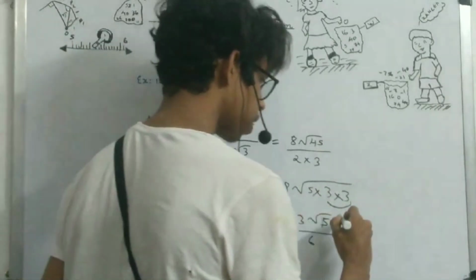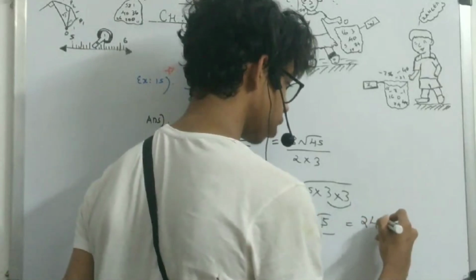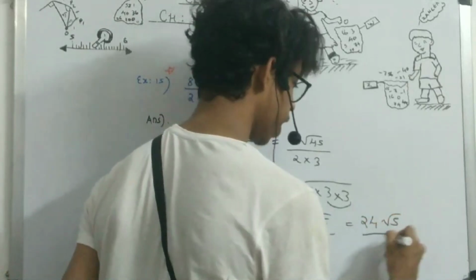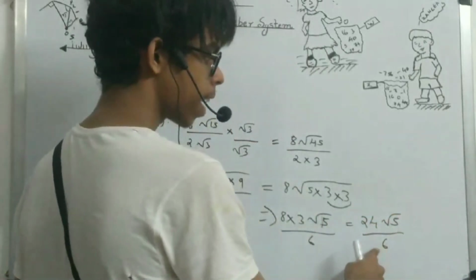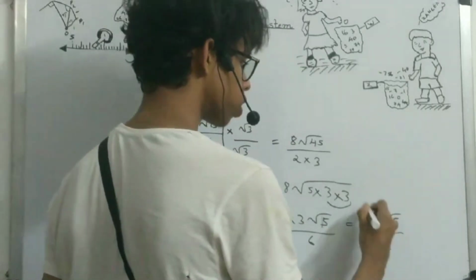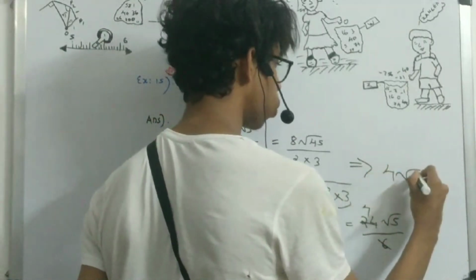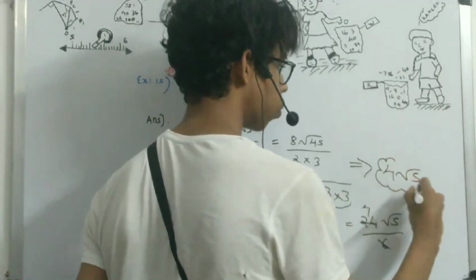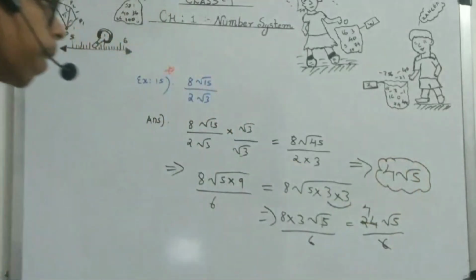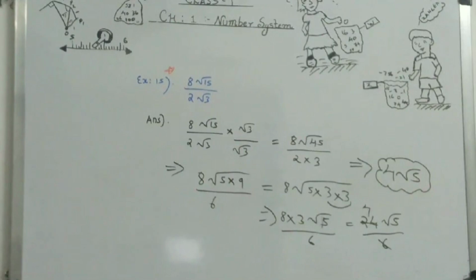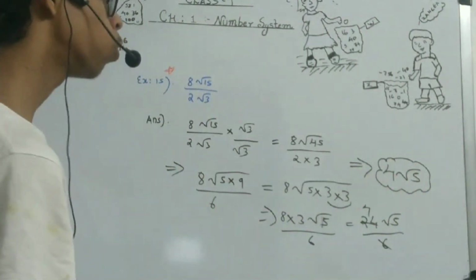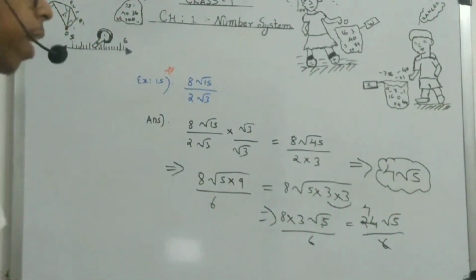So 8 3s are 24, root 5 divided by 6. We can cancel it off. We know 6 4s are 24. So we will get our final answer as 4 root 5. Okay, I hope I am clear. This is your final answer, 4 root 5.